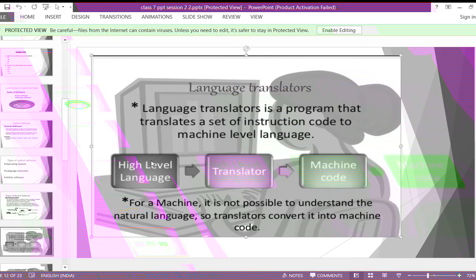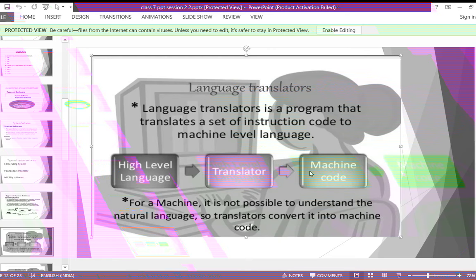As you know, low level language is understandable by the machine because low level language is in the form of binary numbers, which is in the form of 0 and 1. As you see in this flow chart, this is high level language. High level language, which is in the form of coding language, is nothing but C, C++, Java, Python. These are all high level languages. This high level language will pass to this translator. This translator will convert that high level language to machine level language.